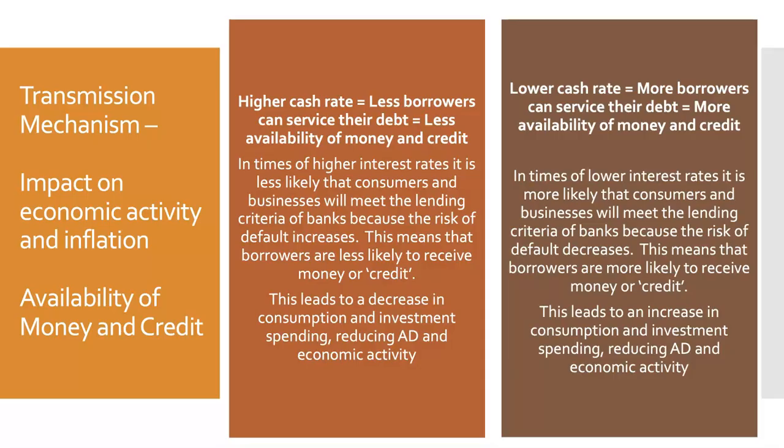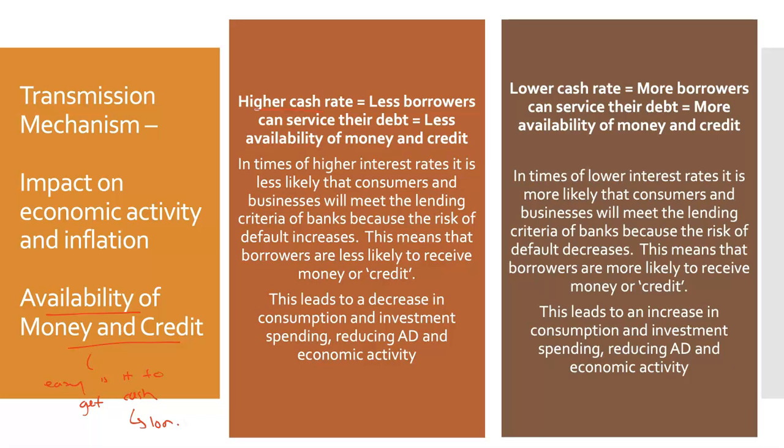Now, the next one we're going to think about is the availability of money and the availability of credit. Essentially, what we're thinking about is how easy is it to get cash. Now, if you don't have cash in the bank account, how do you get it? You get a loan. So we're essentially thinking about how easy is it going to be for people to get a loan when interest rates go up or interest rates go down.